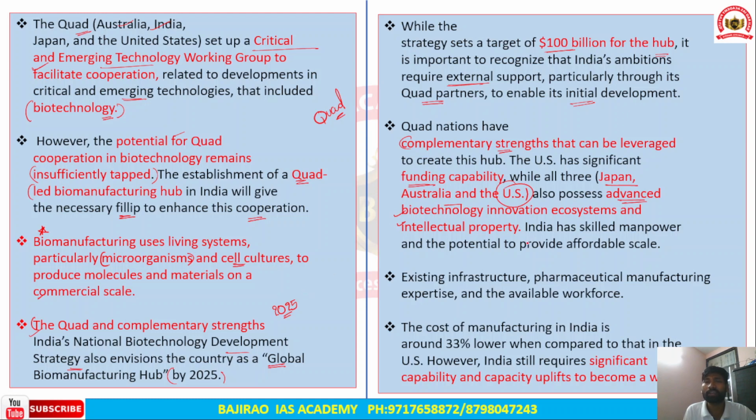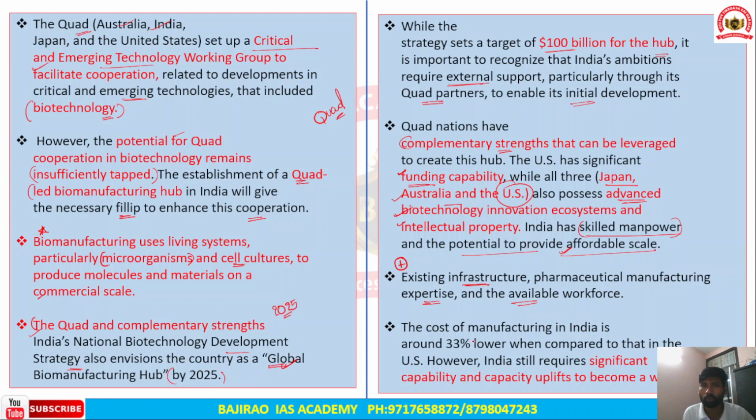If you look at India's strengths, India has skilled manpower and the potential to provide affordable skills, because India has a huge demographic dividend, a skilled workforce, and the necessary experience and expertise in the biotechnology and pharmaceutical industry. Therefore, India could make it more and more affordable because of the skilled manpower, along with the other strengths of countries like the US, Japan, and Australia. These are the respective strengths of the Quad countries. The existing infrastructure in India, along with pharmaceutical manufacturing expertise and available workforce, will help India become a global manufacturing hub by the year 2025.